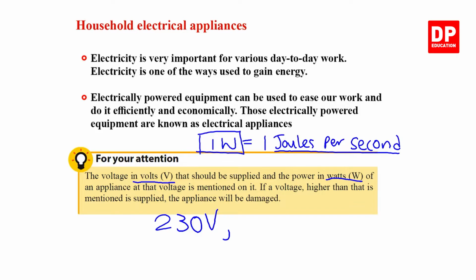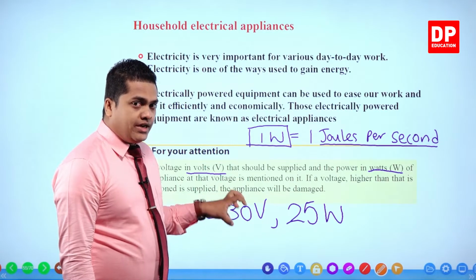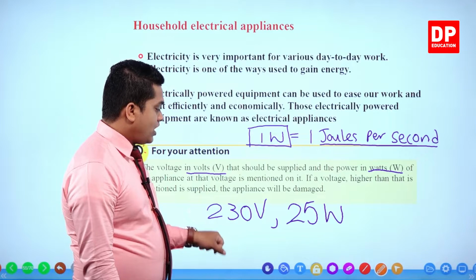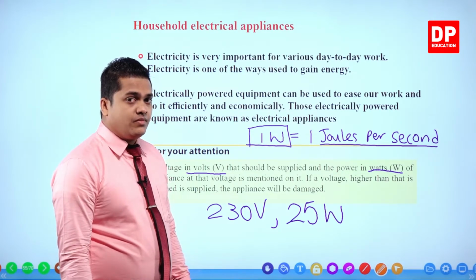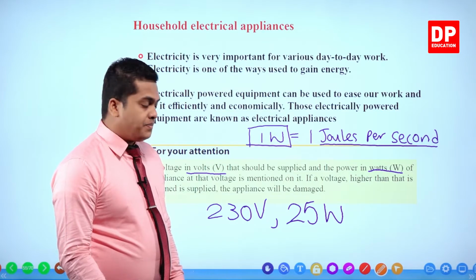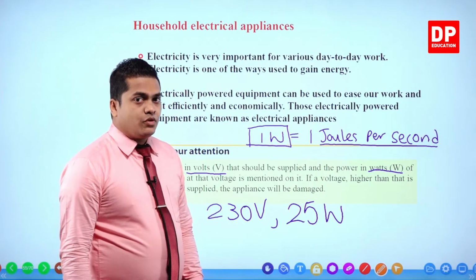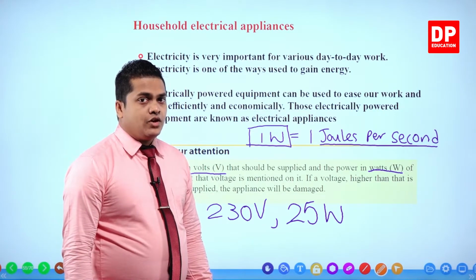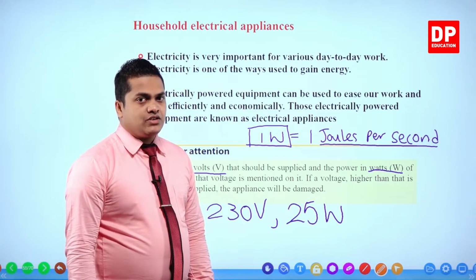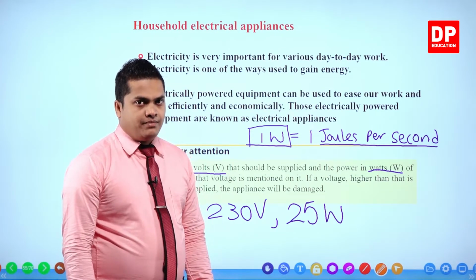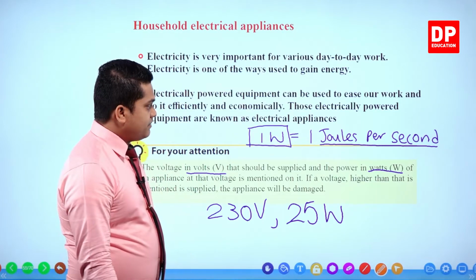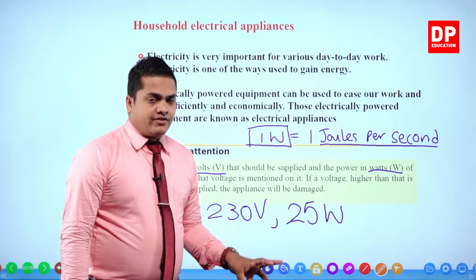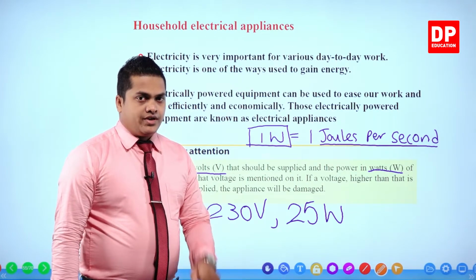230 volts, 25 watt. This means this electrical instrument should connect to a potential difference of 230 volts only. That's the maximum amount of voltage that it can bear, and the power of the electrical appliance is 25 watt, which means it is going to consume 25 joules within 1 second. So this is about the watt value and the voltage of a certain electric appliance.